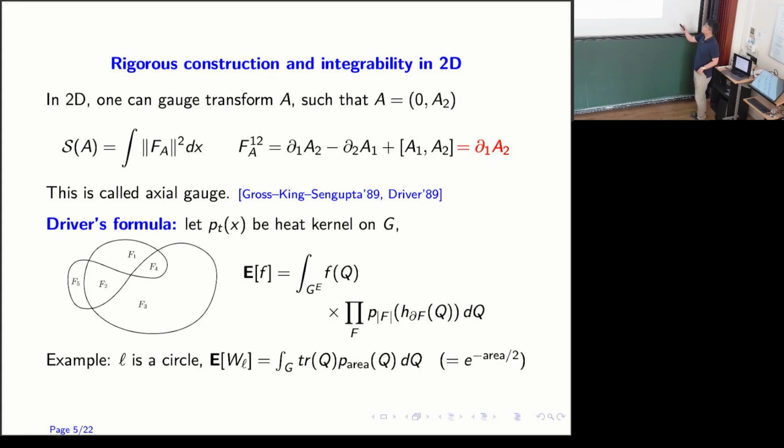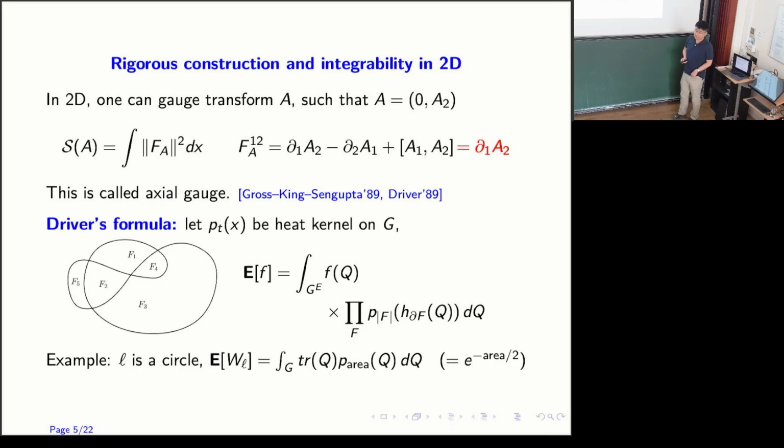Under such a gauge, if the first component is 0, now you look at the definition of the curvature. So in 2D, the curvature has only 1 component, which is F12. So this is the definition of F12. If A1 is 0, then this is just D1 A2. So this becomes linear, and therefore this energy is quadratic. So essentially the measure is Gaussian.